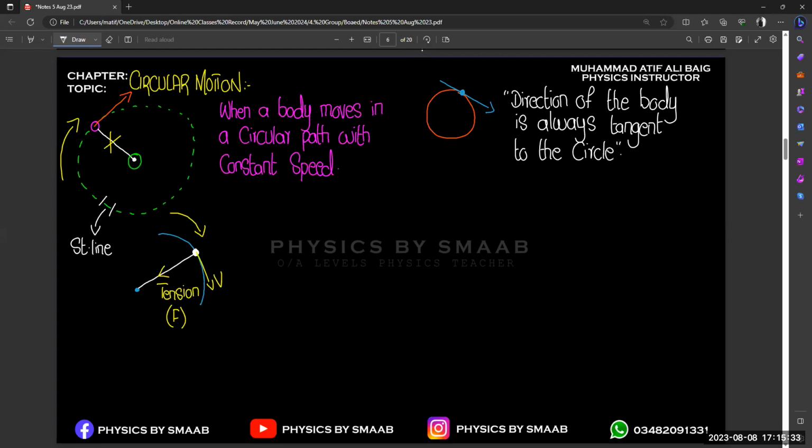Suppose someone asks you to find the direction on a circular path at any specific point. You can easily find it by marking a tangent to the circle, and that will give you the direction of that body, right? And we discussed that the body will always move with a constant speed. Speed will remain constant because we are following a specific regular circular path. So our speed might be constant, but the problem is that the direction of the body is changing at each and every point, right?